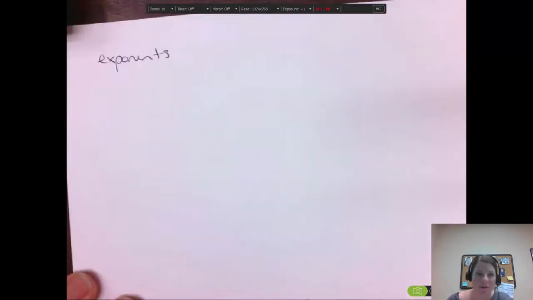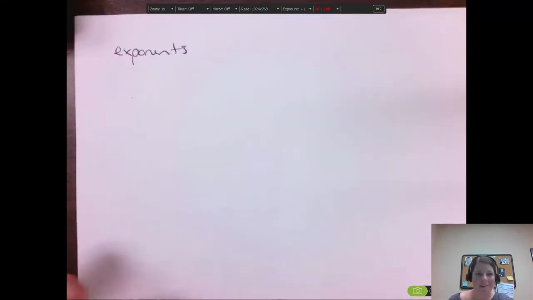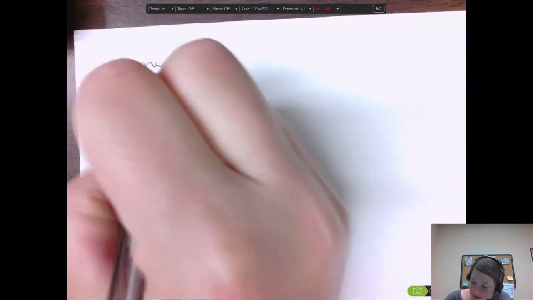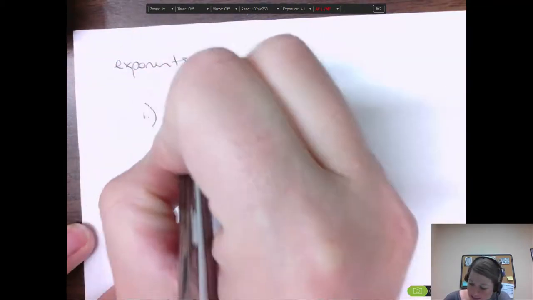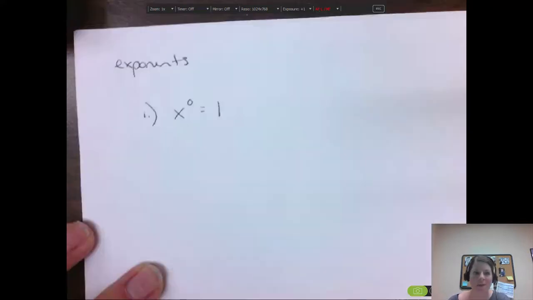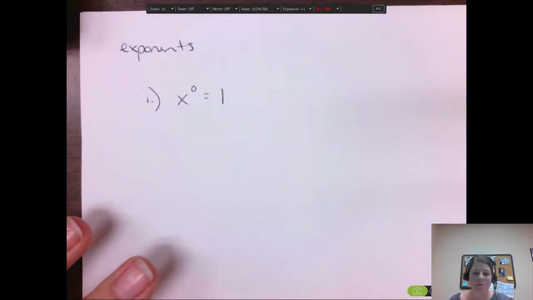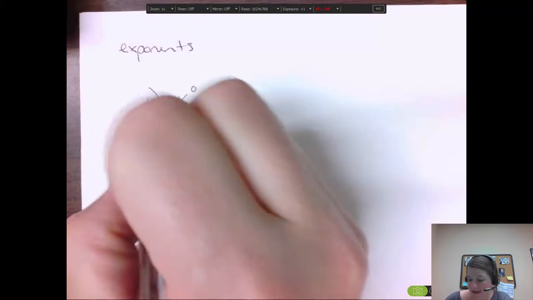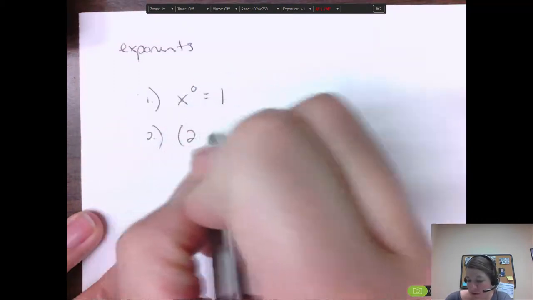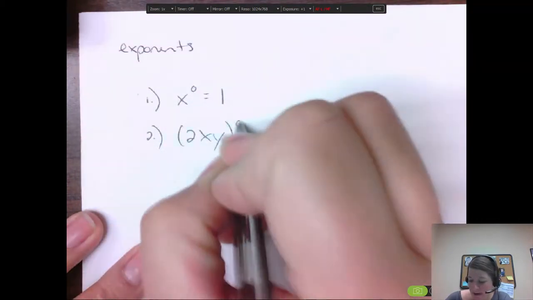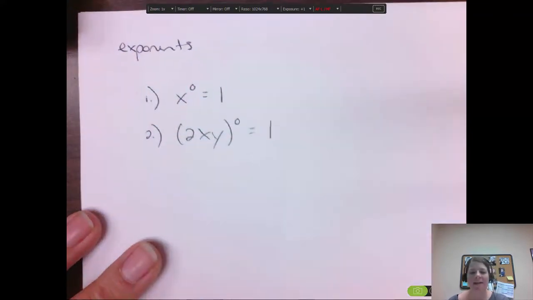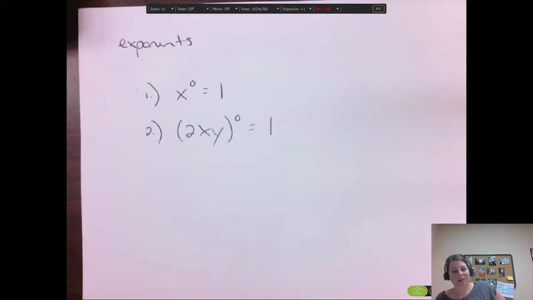But anyway, exponents. Let's look at some basic examples and make sure you remember some things that they assume you remember. First of all, anything to the 0 power is 1. So whether it's x to the 0 power, it's 1, or you have, I don't know, 2xy to the 0 power, that's going to equal 1. And the reason why is a division problem, and I'll show you when we do the division why that ends up being that way.